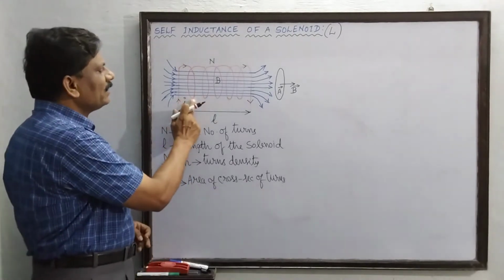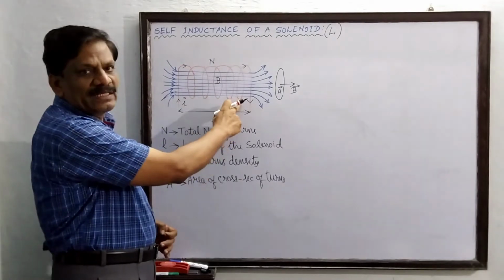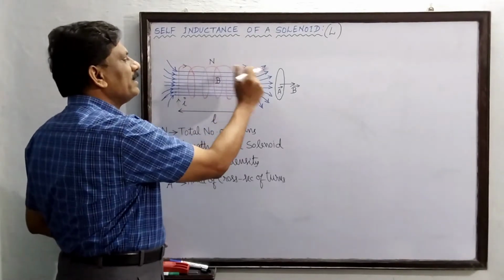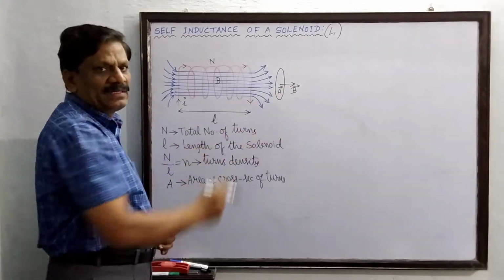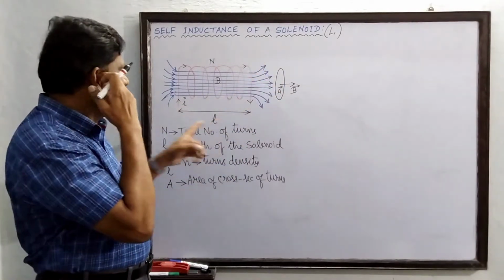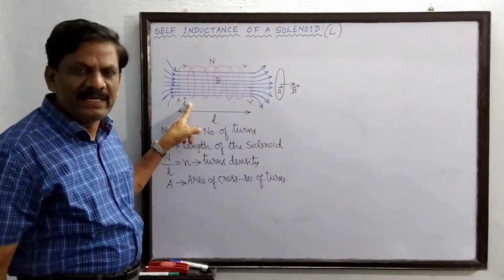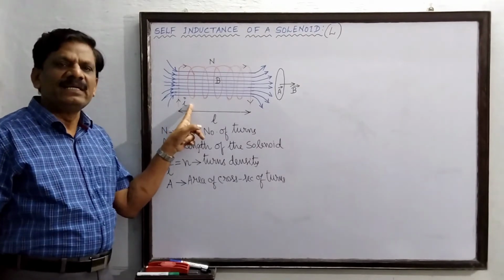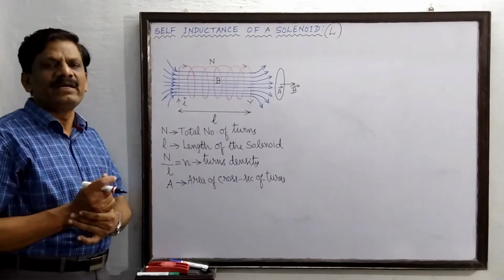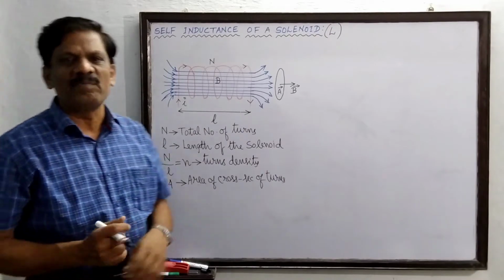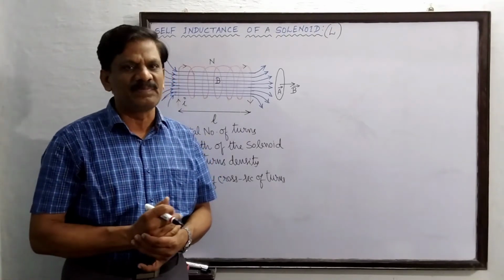You can see here, these are all the circular turns. Each circular turn has the same area A. Since this is carrying a current I, it is a current carrying solenoid. We have already studied that when a current carrying solenoid is placed in air, it behaves like a bar magnet. We have already studied this when it is suspended.